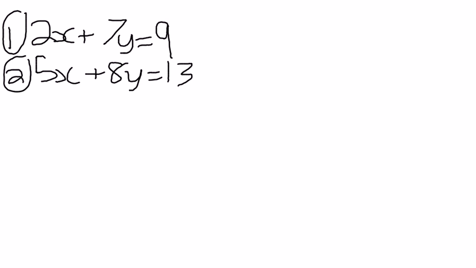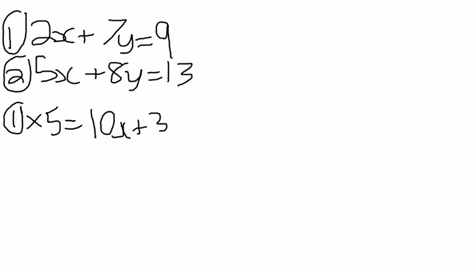So, as you can see, I've labeled equations 1 and 2. What you want to do is find the LCM, the least common multiple, which you may be familiar with from working with denominators of fractions. So you multiply the first one by 5. This gives you 2x times 5 is 10x, plus 7y times 5, which is 35y, equals 9 times 5, which is 45.